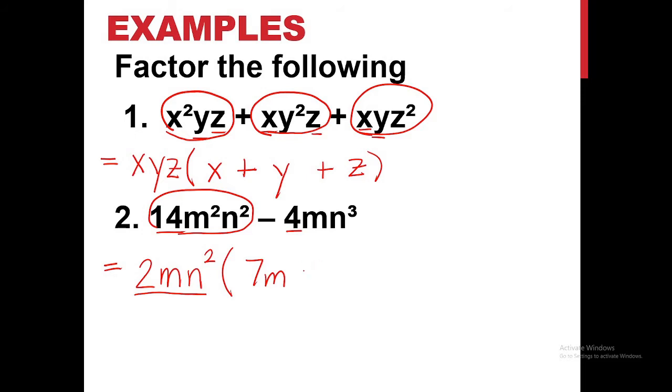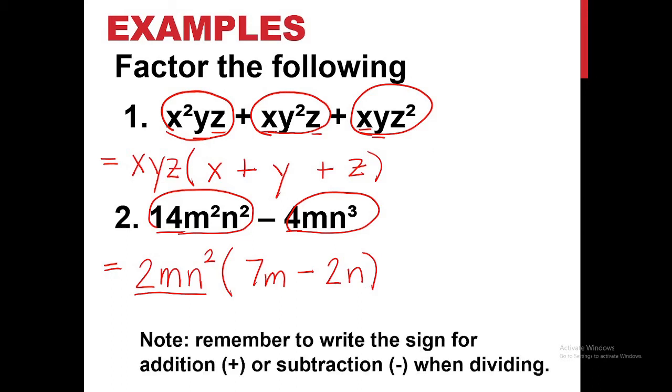Cancel out n squared. What about 4mn cubed divided by 2mn squared? 2n. Because 4 divided by 2 is 2. M and m, that's cancelled out already. N cubed and n squared, that's n. Okay? And just don't forget the sign. Whatever the sign is in your given, just copy the sign.